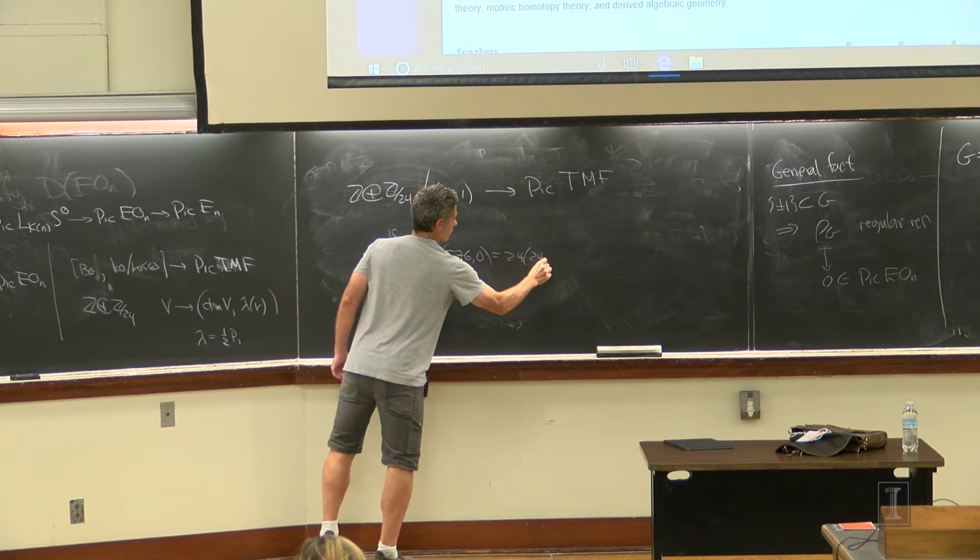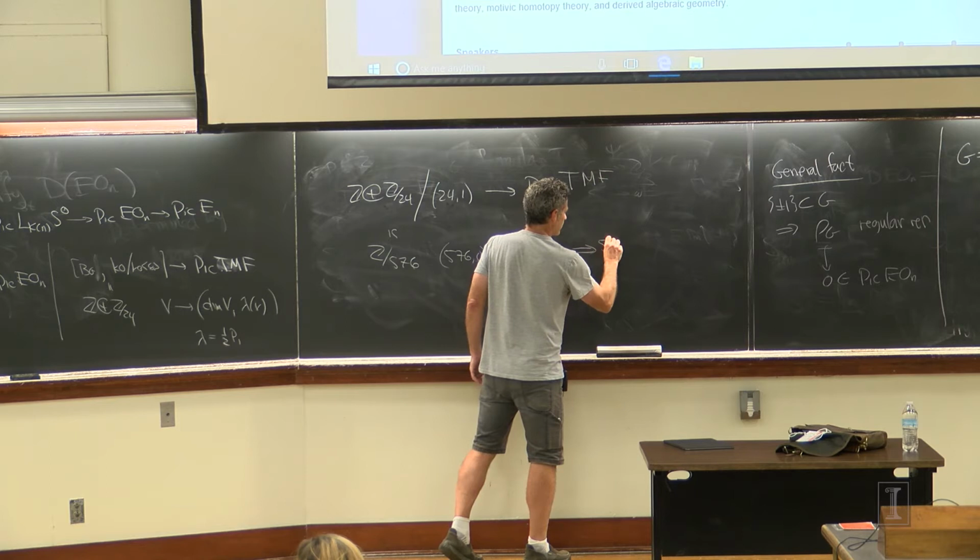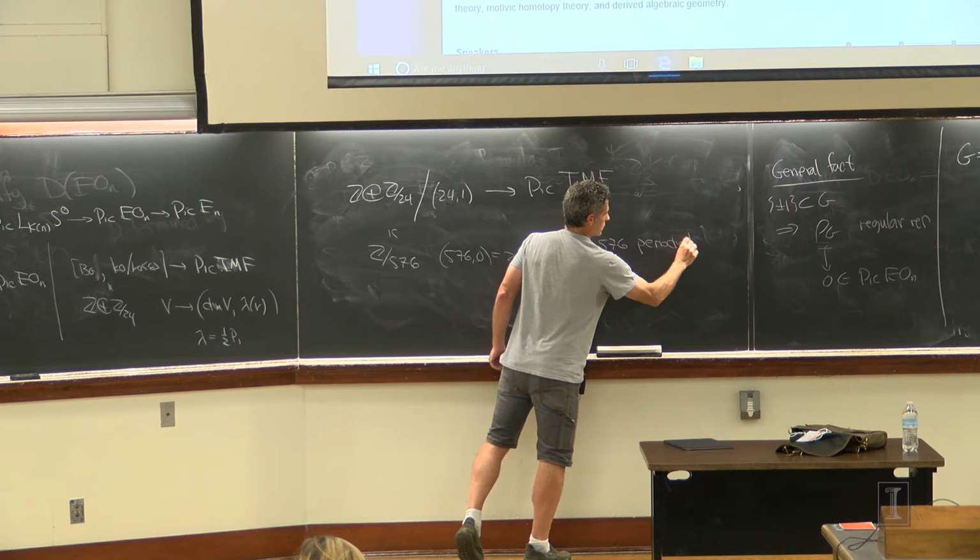That's equal to zero, and this is just the trivial representation of dimension 576, and this is one approach to the 576-fold periodicity of TMF.